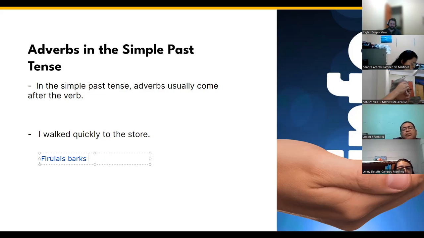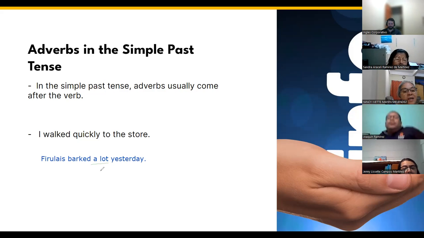And they say, Fidelize barks a lot or barked a lot yesterday? Yes. All right. And what is the adverb here? Yesterday. And what is a lot? It's an adverb too, yes, right? Because they're adverb and bark. Double adverb. Yes, but they're both describing the verb. Okay. All right.